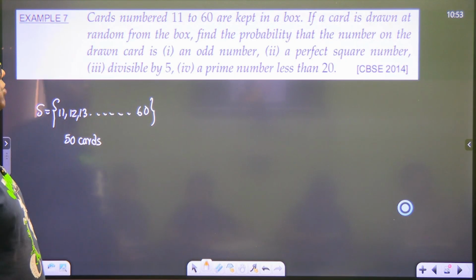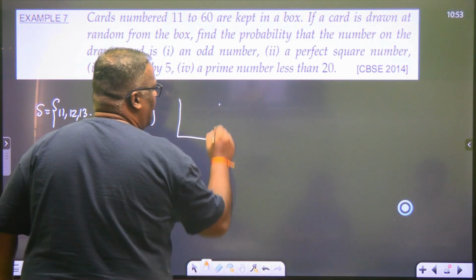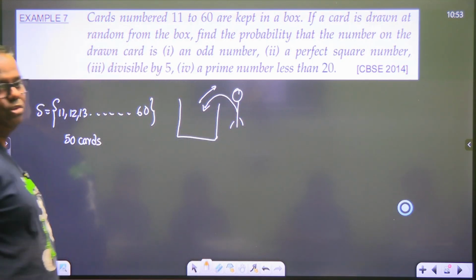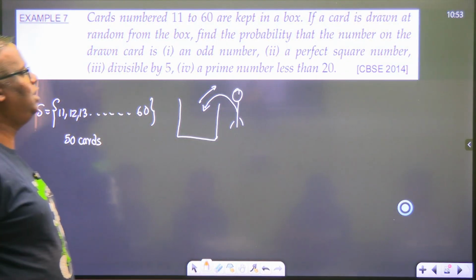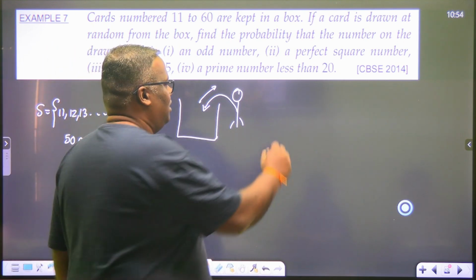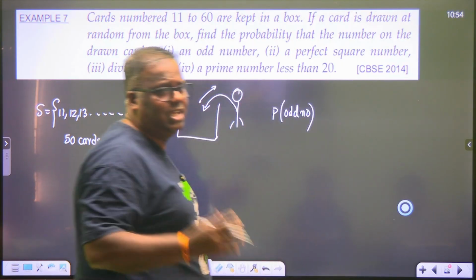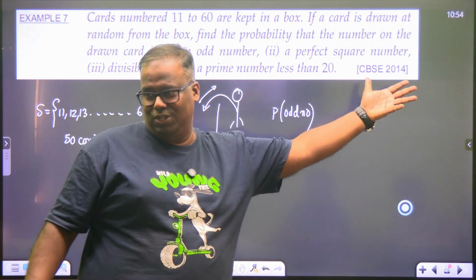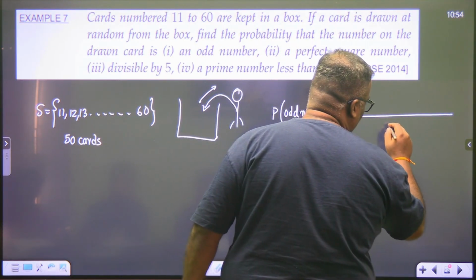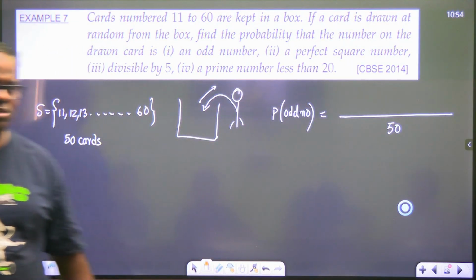Right. If a card is drawn at random from the box, so this is the box, and a person goes and randomly pulls out one card. Find the probability that the number on that card is an odd number. Okay, so it's a simple question. It's like a dice. Dice had 6 options. Now you have 50 options. So the probability of getting an odd number: what is the total number of options? 50.